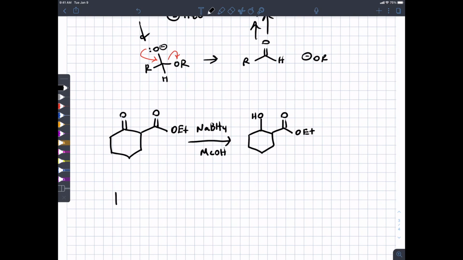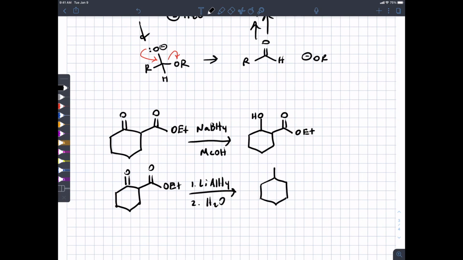In contrast, if we expose the same molecule to LAH, we're going to reduce both the ketone and the ester to the alcohols. So on top is the sort of selective finesse approach. On the bottom, you're bringing the hammer.